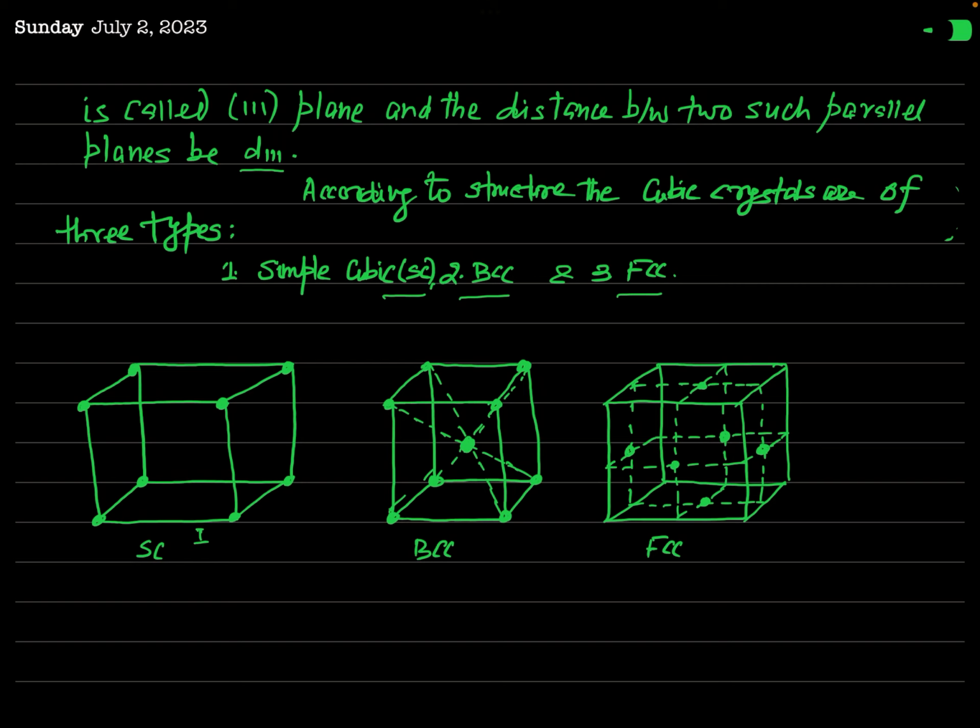But in the case of the body centered cubic crystal, the atoms are at the 8 corners, and apart from those atoms there is also an atom at the center of the cube, which I have marked here. You can see this small sphere at the center of the cube in figure number 2. This is the structure of the body-centered cubic crystal. And when you talk about the face-centered cubic crystal, apart from the atoms at the 8 corners of the cube, there are also atoms located at the centers of each face of the cube.